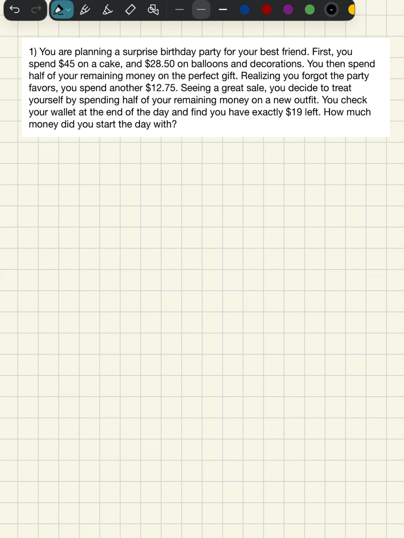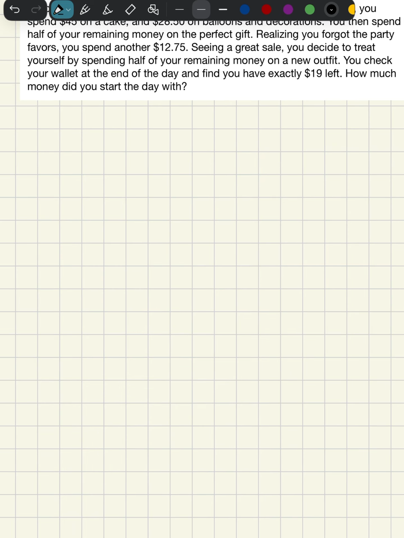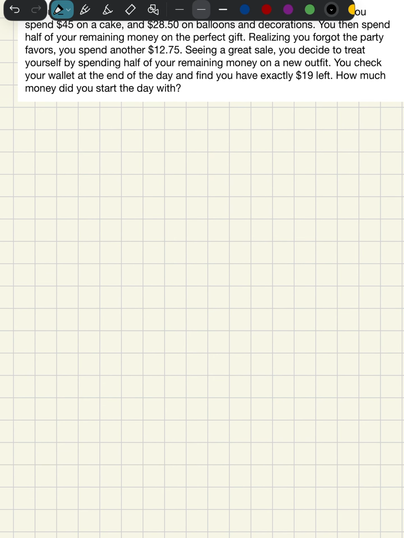This problem gives us several spending steps and tells us that we ended the day with $19. Our goal is to figure out how much money we started with. Before we begin, do we know the starting amount or the ending amount of money? We know the ending amount, which is $19. Since we know the ending amount and not the starting amount, we'll use the strategy of working backwards. First, we're going to start with how much we ended the day with, which our problem states is $19.